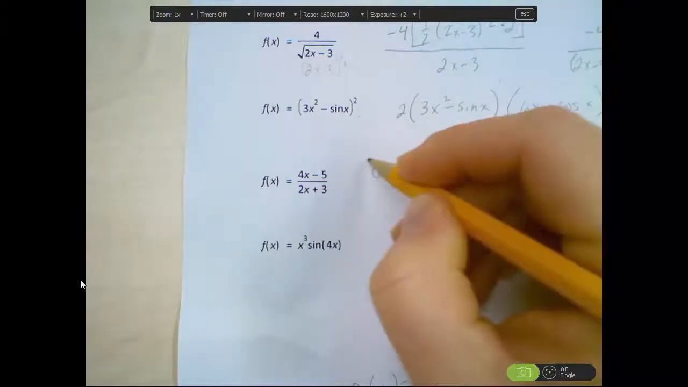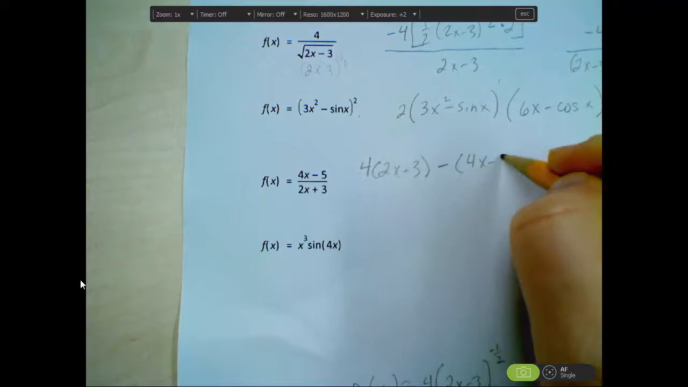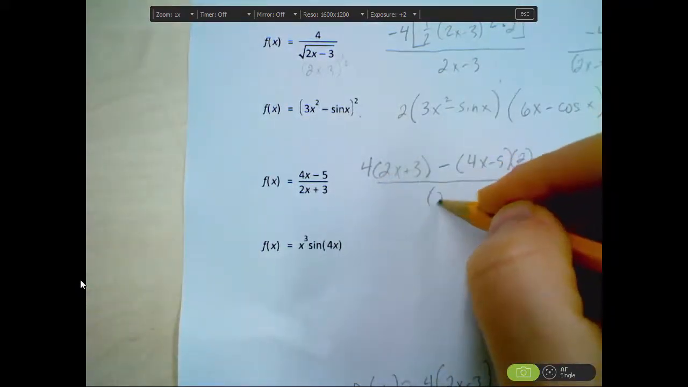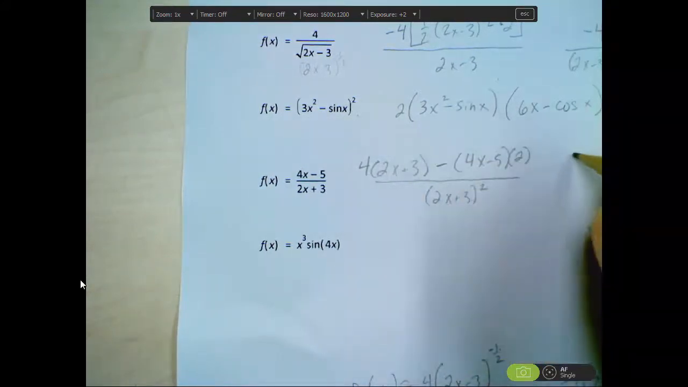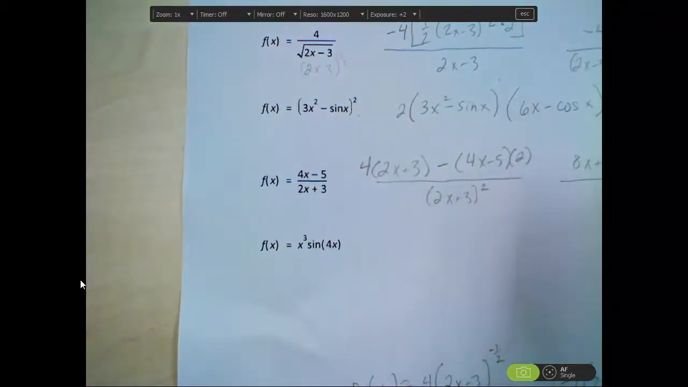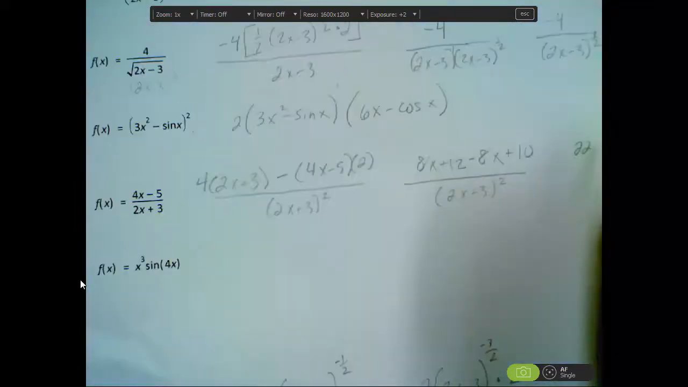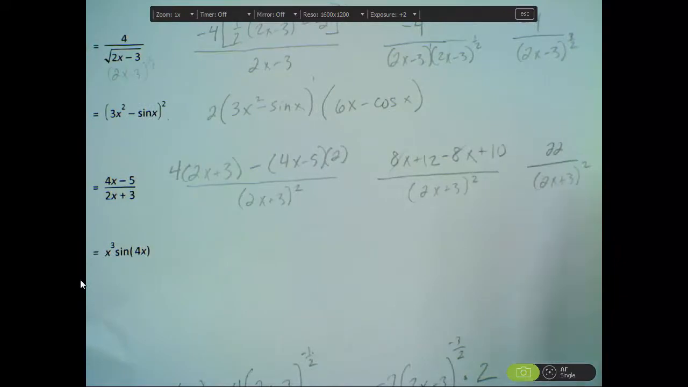times derivative of the top. I'm going to put a 4 out in front. Minus top times derivative of the bottom all over bottom squared. So simplifying, that would be 8x plus 12 minus 8x plus 10 all over 2x plus 3 squared. So the 8x's go away. 12 plus 10 is 22 over 2x plus 3 squared.